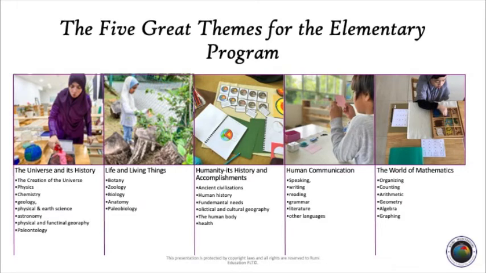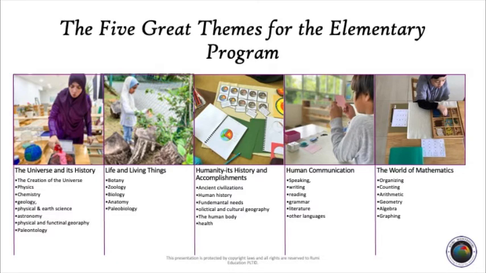By looking at this chart, we can see how each of these 5 great lessons connects to the various areas of the curriculum. This is just another way to display what we saw in the first cosmic chart that I showed you earlier. We will look at the great lessons in more detail in the cosmic education course. The first of the 5 great themes is the universe and its history. We begin this by telling the story of the creation of the universe, and this is integrated into physics, chemistry, zoology, geography, earth science, astronomy, and many other areas.